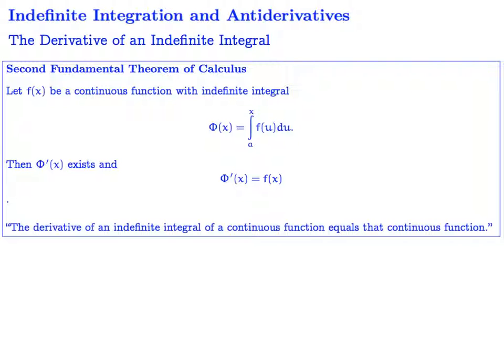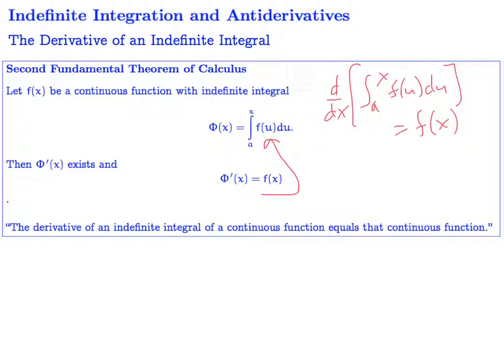So it says, take yourself a nice continuous function that has a nice indefinite integral. So pick any one you want and try to take the derivative of it. Well, as it turns out, if you take the derivative of this indefinite integral, what you're going to get is that phi prime of x is equal to f of x, the function that you're taking the indefinite integral of. So what does this mean? This means that if you tried to take the derivative of the integral of this function, you're going to get the function that you started with.